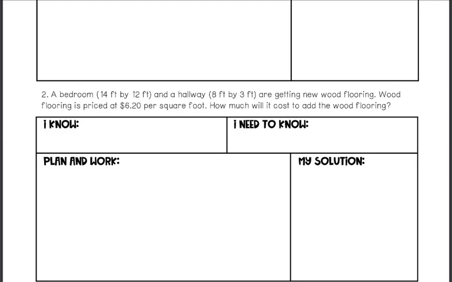In this one, it says there a bedroom 14 feet by 12 feet and a hallway 8 feet by 3 feet are getting new wood flooring. Wood flooring is priced at $6.20 a square foot. How much will it cost to add wood flooring to the home there?